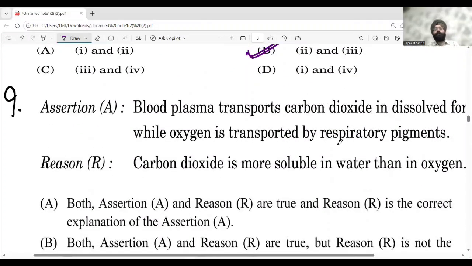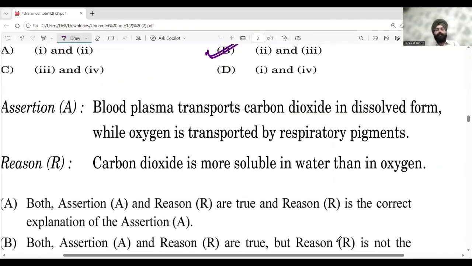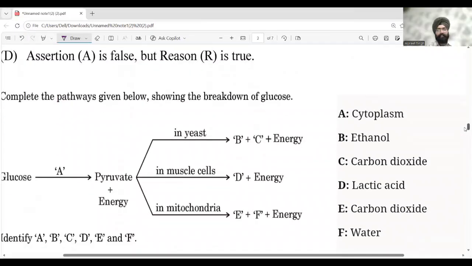Blood plasma transports carbon dioxide. Assertion-Reason. Blood plasma transports carbon dioxide in dissolved form while oxygen is transported by respiratory pigments. Absolutely true. Carbon dioxide is more soluble in water than oxygen. This is also correct. Both A and R are correct and R is the correct explanation of A. Done. Next.